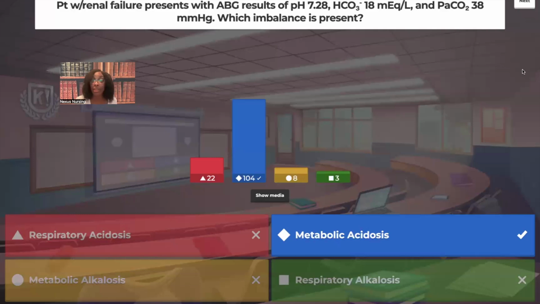That means the lungs are not fighting to help the kidneys at all. The lungs are chilling, watching the kidneys struggle and fight for their life. Because if the lungs were trying to help, the lungs would have been out of range. But the lungs are within normal range. CO2 is not doing anything to help the kidneys. So what we're dealing with is metabolic acidosis, absolutely no compensation whatsoever.